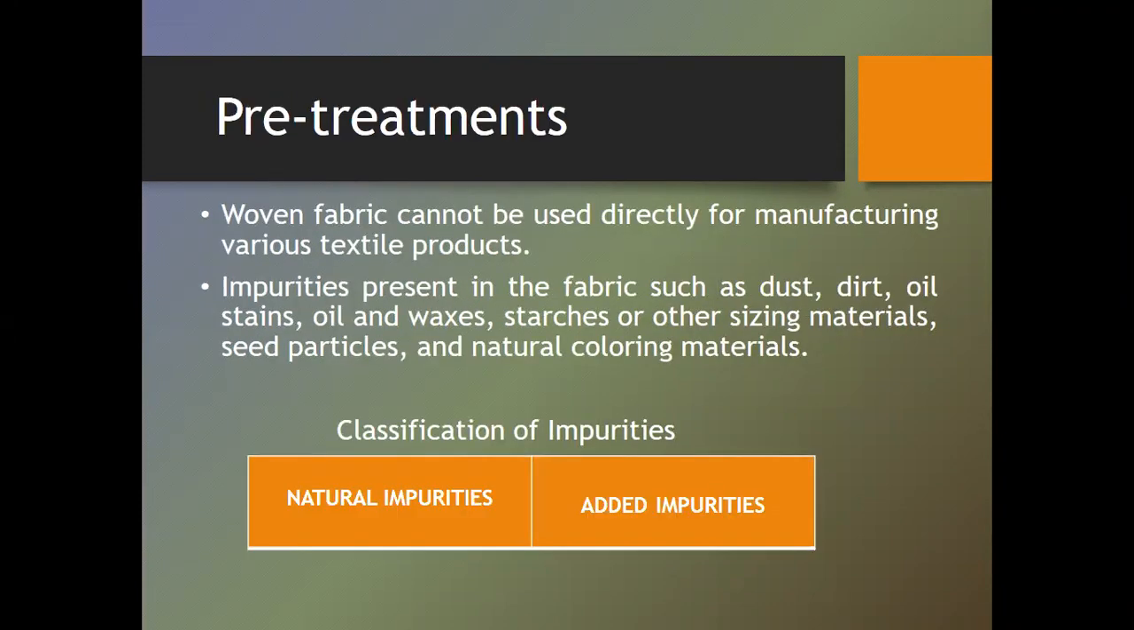The fabric, when it is collected from the weaving setup, cannot be used directly for manufacturing various textile products. There are a number of impurities present in the fabric such as dust, dirt, oil, stains, and wax, which are to be removed so as to get the natural coloring material. So these impurities are classified as natural impurities and added impurities.